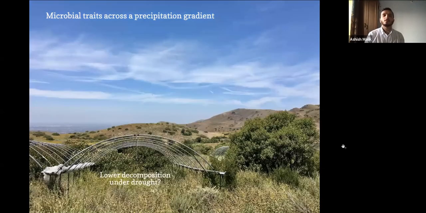And some of the experiments that have been done here previously suggest that decomposition is lower under drought. So we have these big sheds, which are covered only during the winter season, which is when most of the precipitation happens in these Mediterranean systems.